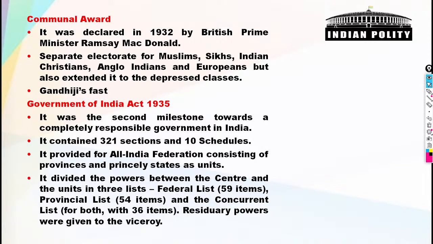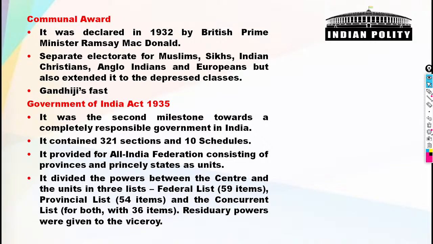Okay, so let us examine some notable aspects of the Government of India Act 1935. It provided for an All India Federation consisting of provinces and princely states as units. So that was the hallmark characteristic. Although the federation could not come off, it was indeed a step towards Indian federation, and the concept of federalism was institutionalized.